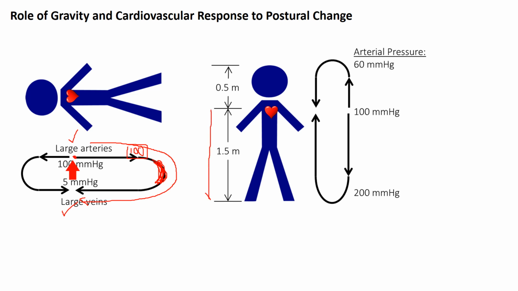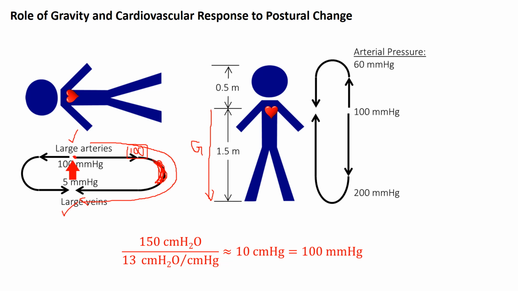What is the pressure imposed by gravity? Well, remember, mercury is about 13 times more dense than blood or water, so we can estimate, say, 150 centimeters of water, rough estimate, divided by 13 centimeters of water per centimeter of mercury equals around 10 or 11 centimeters of mercury, or around 100 millimeters of mercury. So the pressure in the large arteries at the bottom of the body becomes something like 200 millimeters of mercury, and so blood is moving from a lower to a higher pressure.